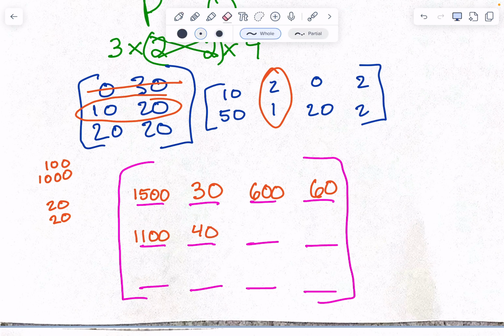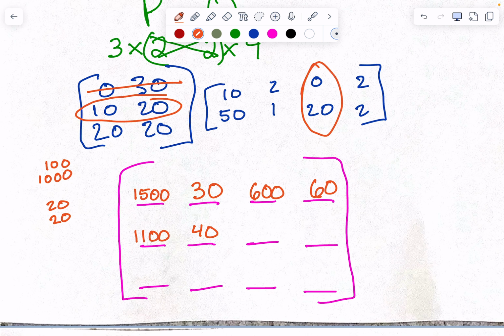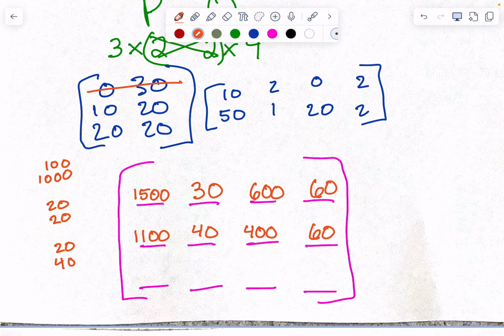Okay, next, I'm going kind of fast. Am I going too fast? 0, 400. 10 times 0 is 0. 20 times 20 is 400. I like zeros. Yeah. Now we do 2 and 2. So 10 times 2 is 20. 20 times 2 is 40. So 60. Okay? And now this second row can be done.